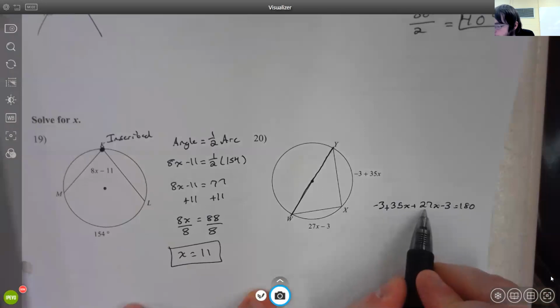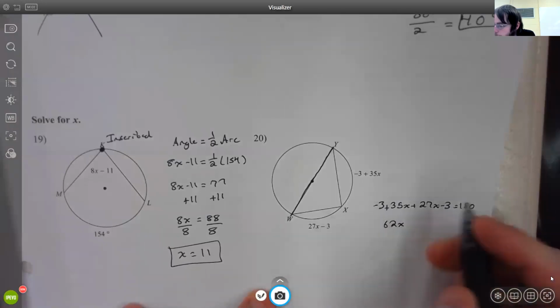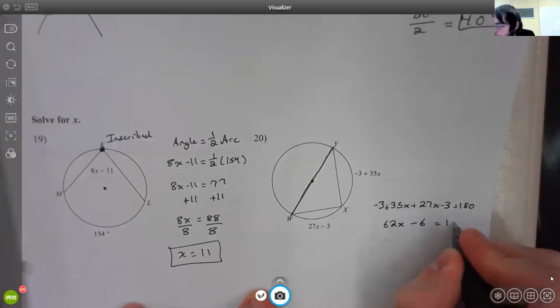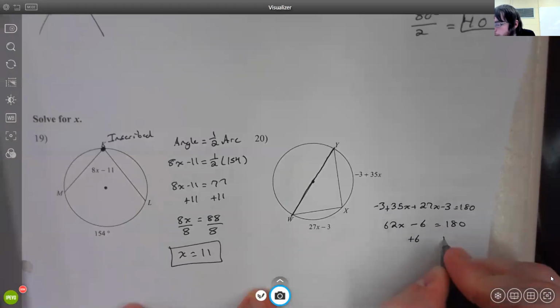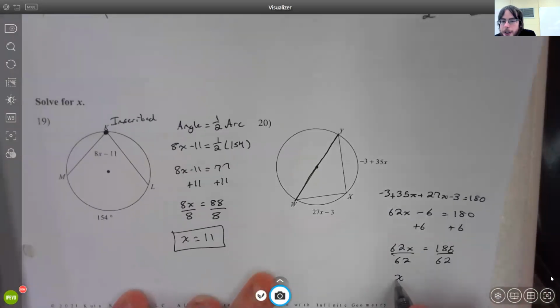So 35x plus 27x gives us 62x. -3 minus 3 gives us -6. Add 6 to both sides, and you get 62x equals 186. Divide both sides by 62, and you get that x is equal to 3.